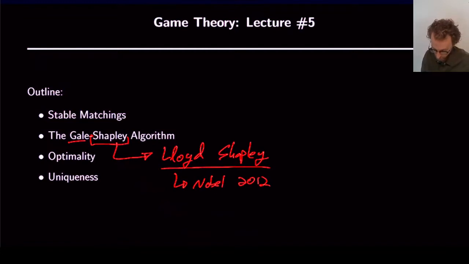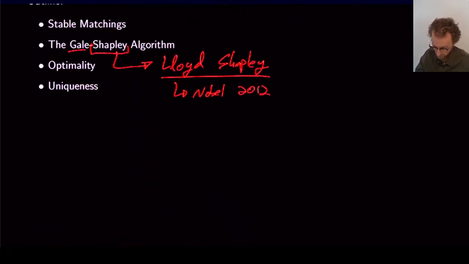All right, so we'll talk about the Gale-Shapley algorithm that we introduced quickly last time. We'll reintroduce it now, talk about how it works, talk about what it does, talk about what it tells us, and then wrap up the talk about matchings.